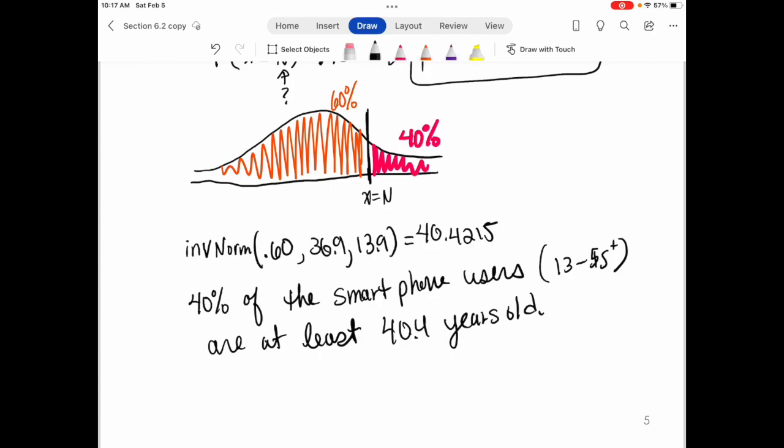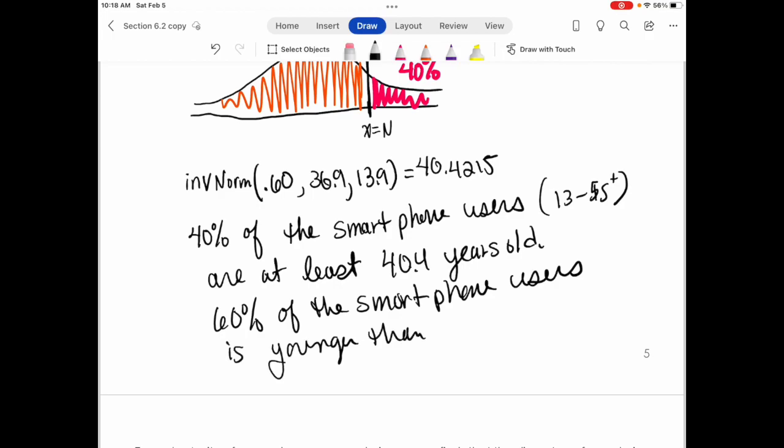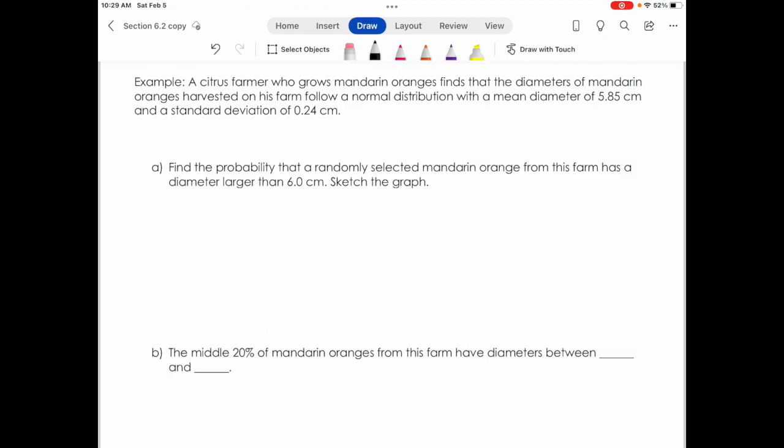And that's if we round it to 1 decimal place. And the other way that we can say that is 60% of the smartphone users is younger than 40.4 years old.